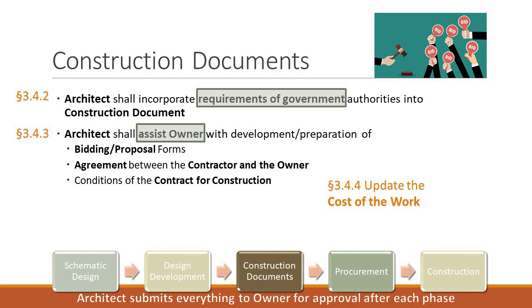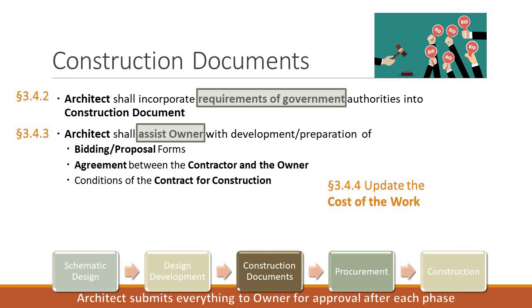On the next slide it says the architect shall incorporate the government authorities' requirements into the construction documents. So they may be part of the design, the drawings and specifications, or there may be something else that the village needs. They could be the permits. They could be whatever it might be that ultimately are the construction documents used for building the project. And then, as the architect is developing these construction documents in this phase, the architect shall assist the owner in the development and preparation of, and there's a list of things here: bidding and proposal forms, if you want to go out to bid, the agreement between the owner and contractor, general conditions, all the things.